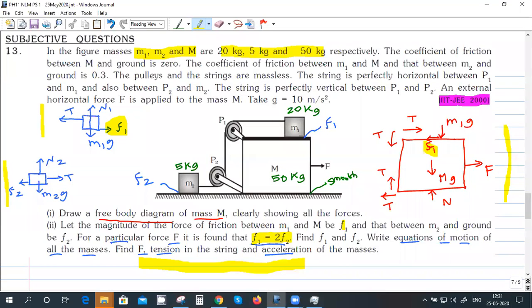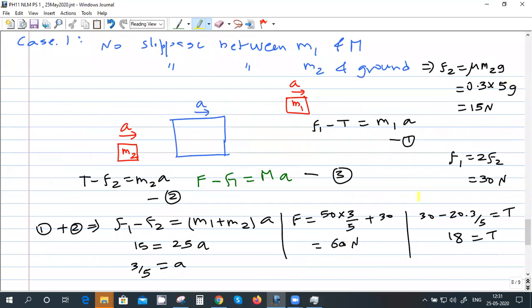Now another important thing that's missing in the free body diagram is what? Direction of acceleration, right? A free body diagram shows the forces, but you should also know where the acceleration is, because the net force should be equal to m into a. Here it is not at rest, it is moving. So you have to assume the direction of acceleration. Right, so the complete diagram will be like this.